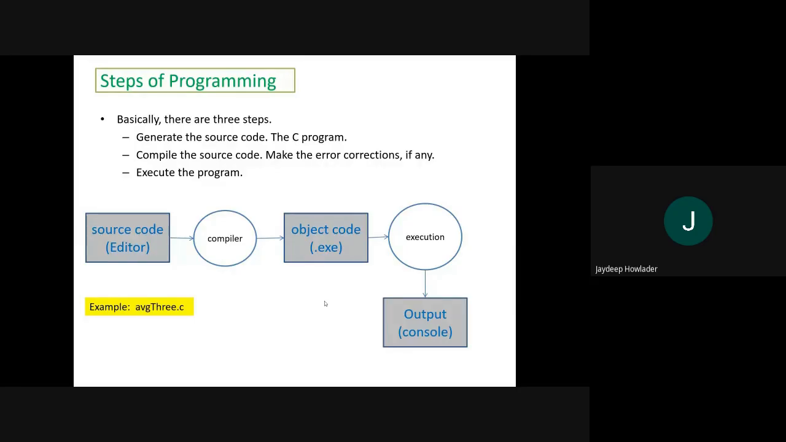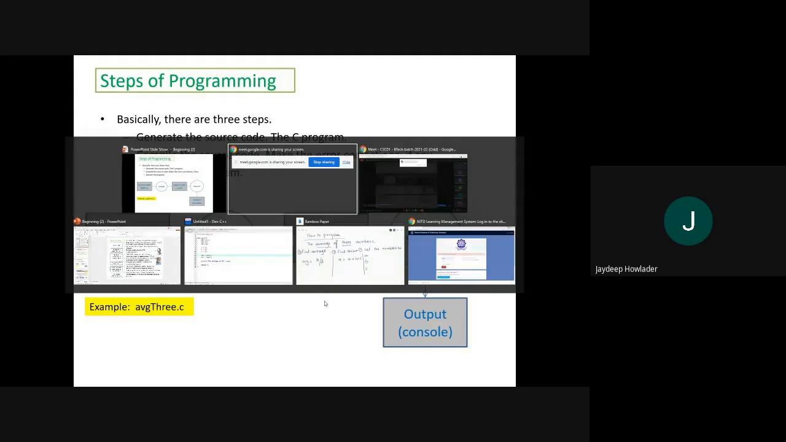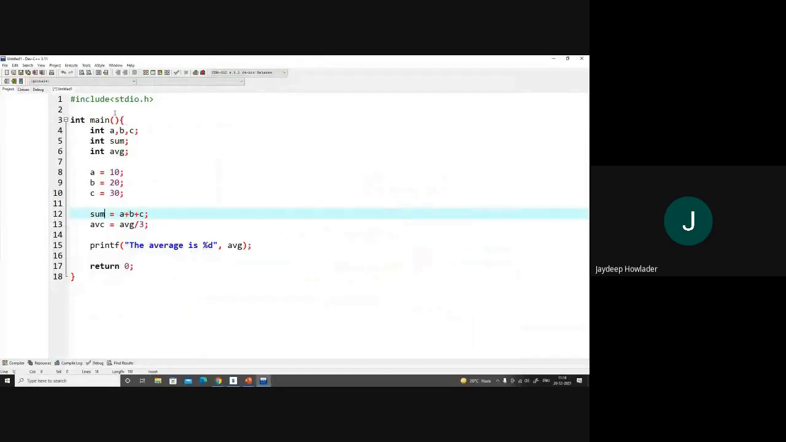Now I'll show you the steps, or how I can write my first program, how we compile the program and how we execute the program. So we take a platform which is called DevC++. This DevC++ is freely available. You can download it, and during our course we will basically refer to this platform.